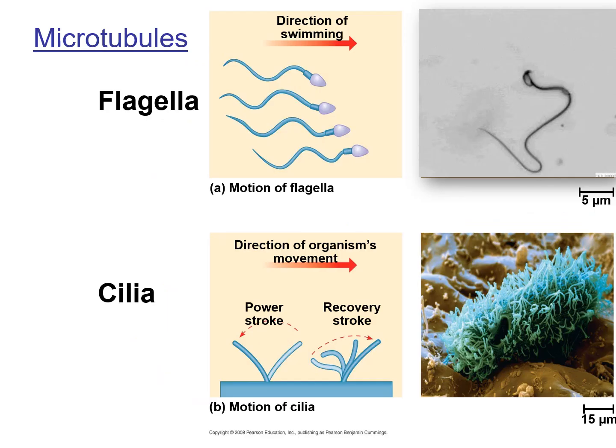Flagella wave from side to side, or at least they do in eukaryotes. They spin in bacteria, but in eukaryotes like ourselves, flagella wave side to side. There's only one cell in the human body that has flagella, and that would be sperm cells. Everyone, though, has cilia, and cilia are basically just small flagella. They have the exact same structure. They wave from side to side.